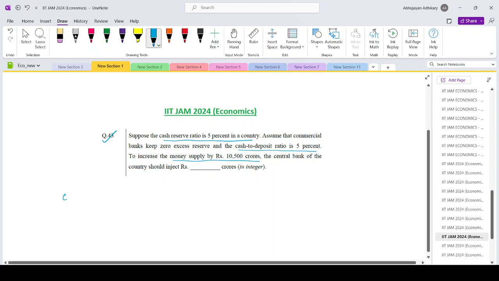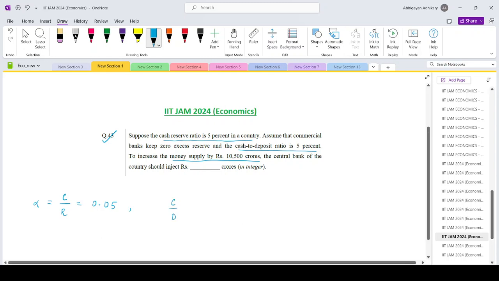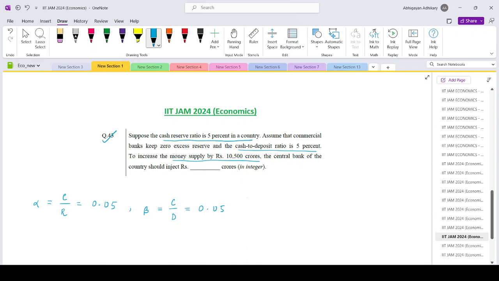So the cash reserve ratio is 5% for the country. Usually we can denote this as alpha, correct? And the cash to deposit ratio is 5%. Usually we can denote this by beta. And the objective is to increase the money supply by rupees 10,500 crores. So the change in money supply we need is 10,500 crores.